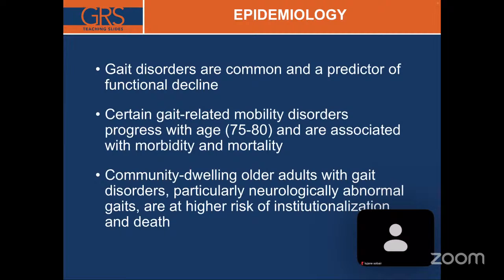So, epidemiology of gait disorders. Gait disorders are common and a predictor of functional decline. At least 20% of non-institutionalized older adults admit to difficulty with walking or require the assistance of another person or a system of special equipment to walk. And in some samples of these older adults, mainly those above 85 years old, the prevalence of walking limitations can be over 50%, which is a significant percentage.